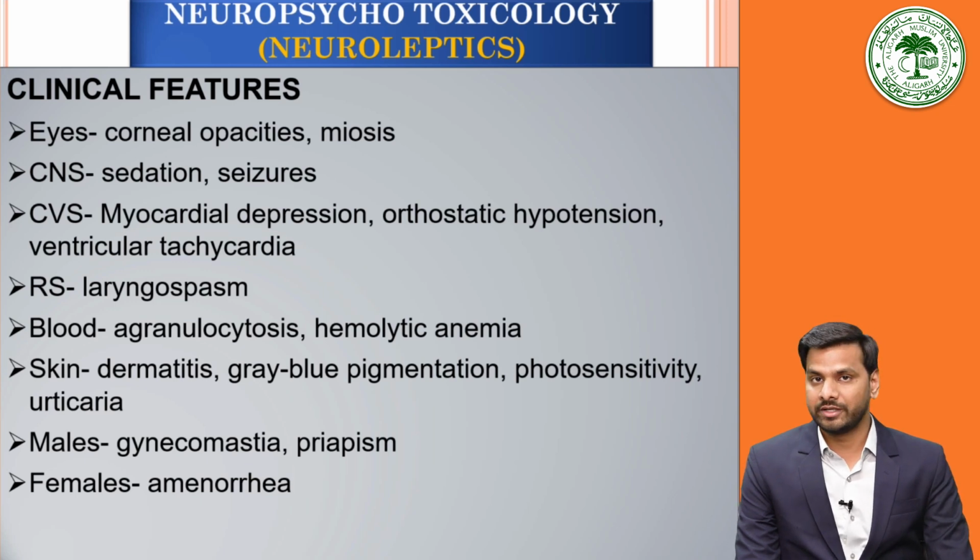In eyes, we will see corneal opacities as well as miosis. While in CNS, there will be sedation and seizures. In CVS, we will be having myocardial depression, orthostatic hypotension, and ventricular tachycardia. In the respiratory system, we will be having laryngospasm. If we talk about blood, then there will be agranulocytosis along with hemolytic anemia. In skin, we will find dermatitis, gray-blue pigmentation, photosensitivity, and urticaria. In males, gynecomastia and priapism can be present, while in females, there will be amenorrhea.